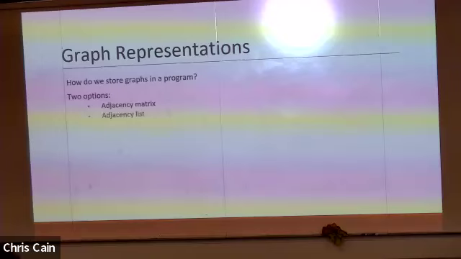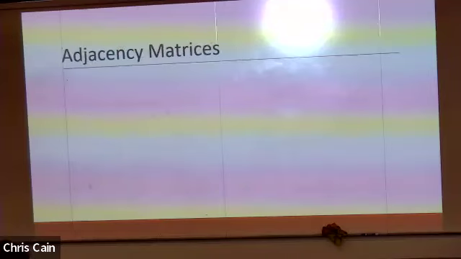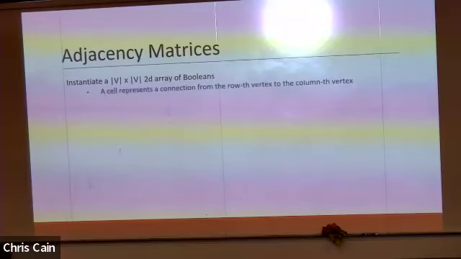Or there is an adjacency list. And we're going to talk about each of these in turn. So let's start with the adjacency matrix. You're going to instantiate a number of vertices by number of vertices 2D array of Booleans, true false values. A particular cell in that 2-dimensional array is going to be, is there a connection between the row vertex and the column vertex?